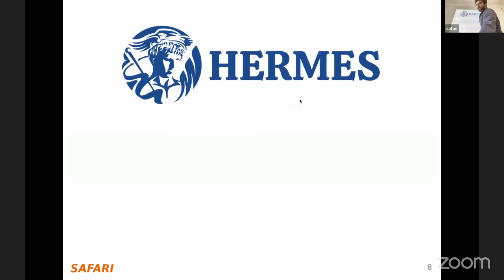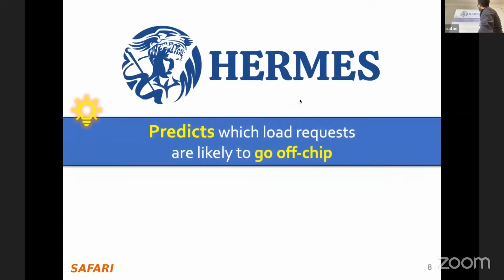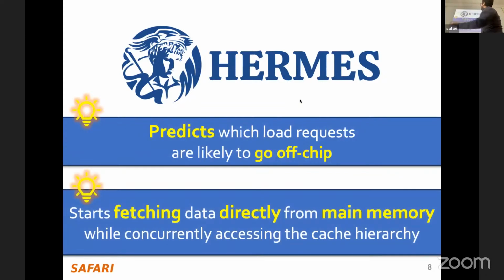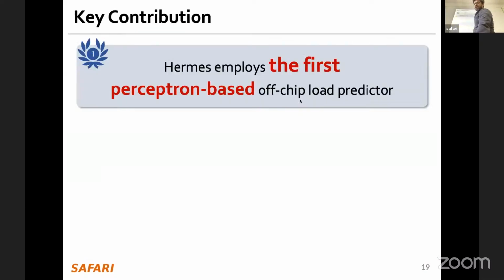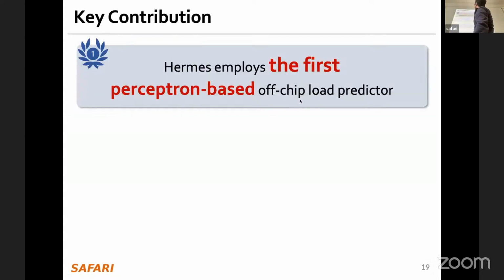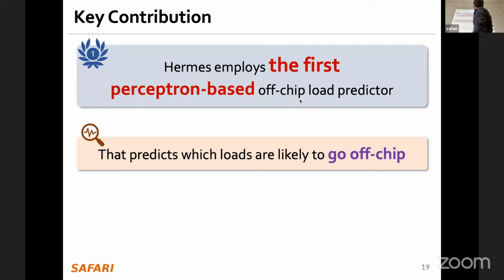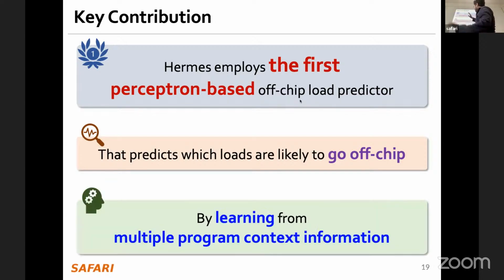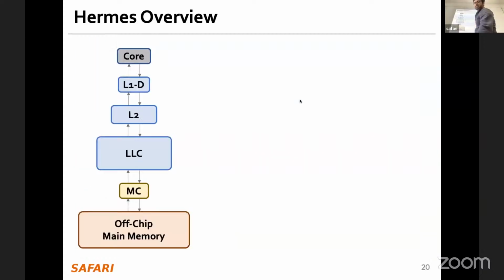So towards this, we design Hermes. Hermes has two key ideas. It's going to predict which load requests are likely to go off-chip, and for those particular off-chip loads, it's going to start fetching the data directly from the main memory while also concurrently accessing the cache hierarchy. Hermes employs the first perceptron-based off-chip load predictor that predicts which loads are likely going to go off-chip by simply learning from multiple program context information.